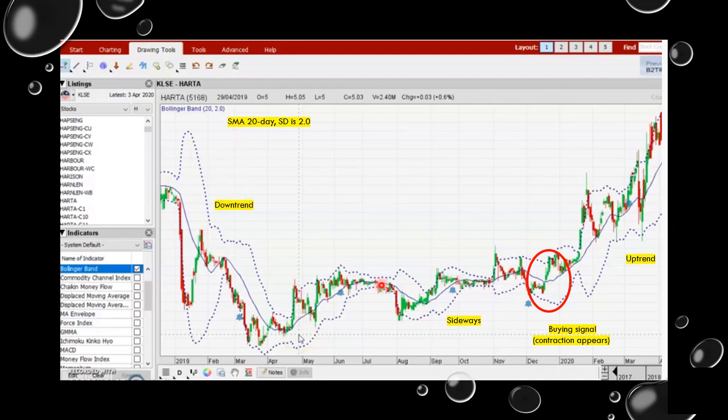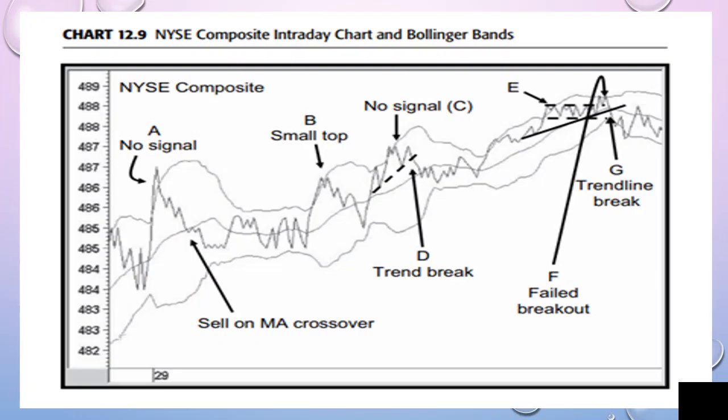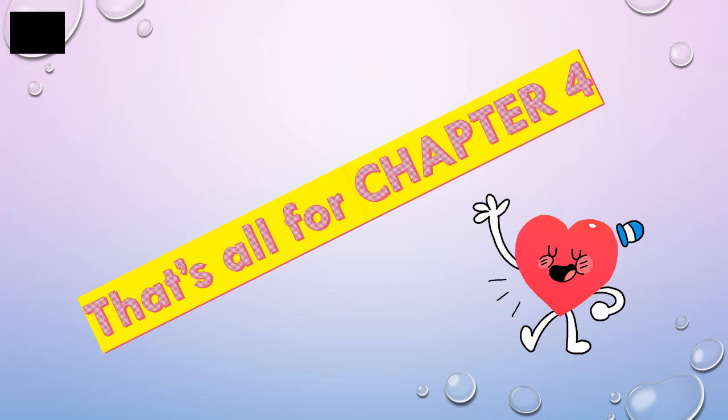Okay, so kat sini kita tengok dia akan keluar lah lain-lain macam ni. So this one is downtrend, this one is uptrend, and this one is sideways. So kat sini you boleh identify the signal. Jadi kat sini saya tengok kat sini buying signal. Sebab contraction kat sini appear. Okay. Jadi kita boleh tengok buying signal kat sini. Okay. Alright. So ini adalah another example jugalah untuk contoh-contoh you nak identify.